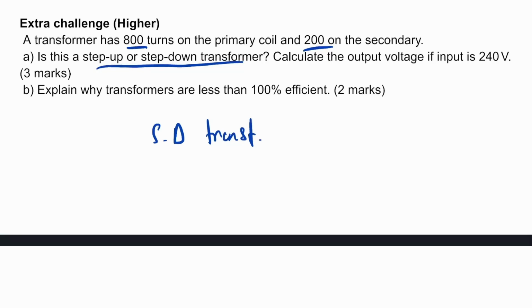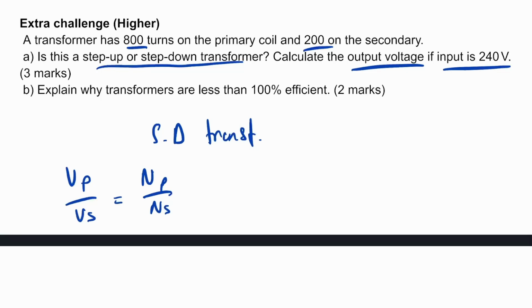Okay, so the next part of the question: calculate the output voltage if input is 240 volts. You want to use your equation where V primary over V secondary is equal to N primary over N secondary, okay? What this is telling you is that the ratio between the primary and secondary voltage is equal to the ratio between the number of turns on the primary and secondary coils.